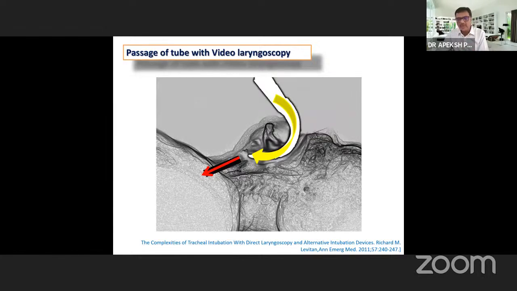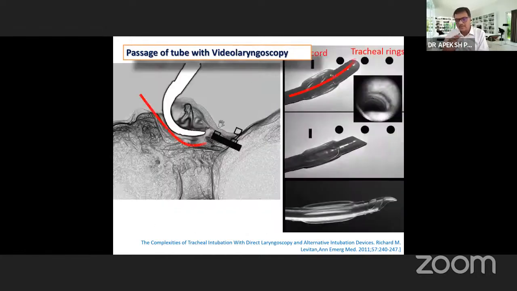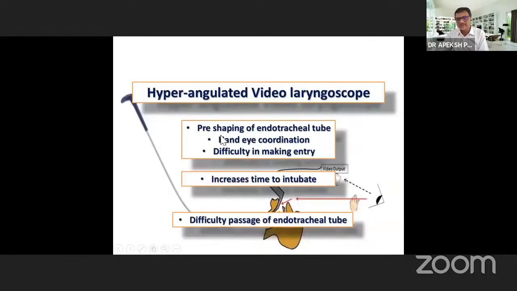So you need to maneuver. You need to keep the stylet tube there, withdraw the stylet and advance the tube. Then we'll be able to move the tube forward. If you try to pass the tube directly, it's going to hit the anterior part of the larynx. So the hyperangulated video laryngoscope requires pre-shaping, hand-eye coordination, has difficulty in making entry, increases the time to intubation, and makes passage of the endotracheal tube difficult.